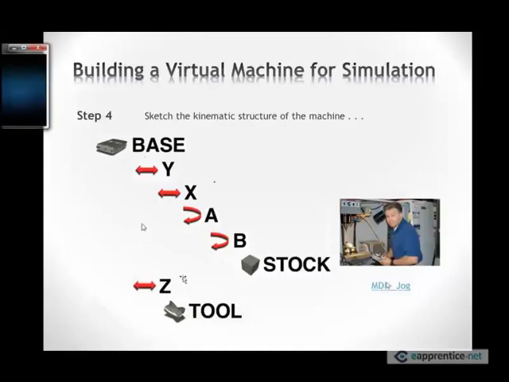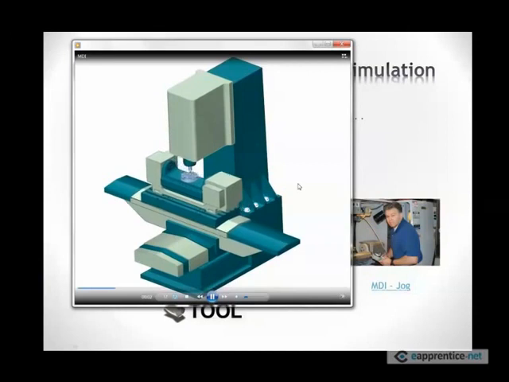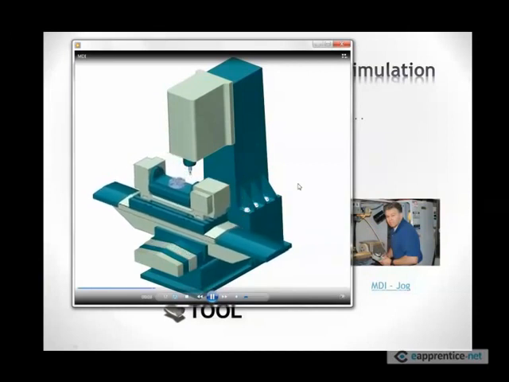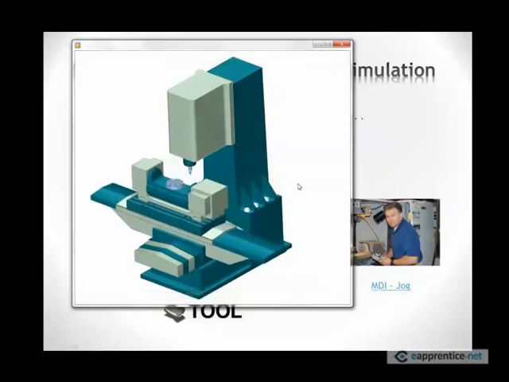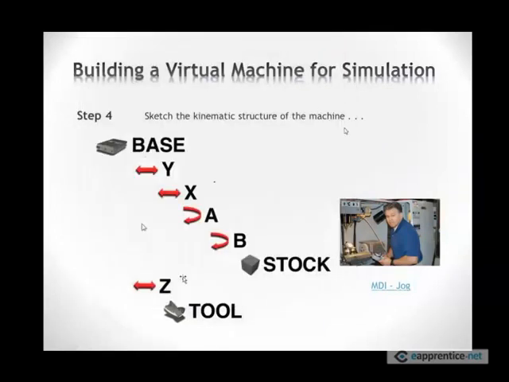Let's just look at this. I have our virtual machine here. This is x, so this is what you would be doing on a real machine. Jog it around and make sure you understand how it works, and sketch up a kinematic tree, because you will need it when you're actually building the virtual replica of this machine. So that was C or B axis, and this is the A axis. Okay, so this is the way a machine moves.